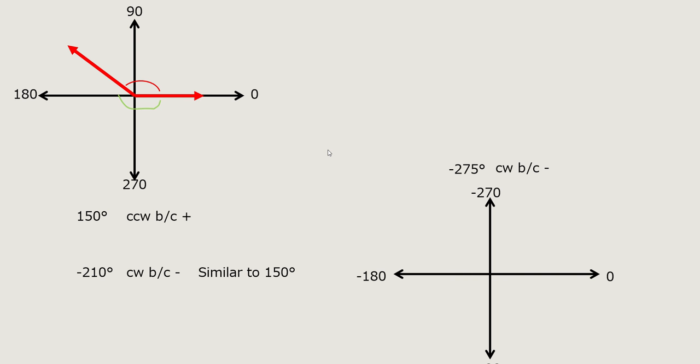So I added in my measurements on each of my axes. And then I can draw on my terminal side in quadrant 1, my initial side on the positive x-axis, and then my directional movement, my directional arrow is in red there.